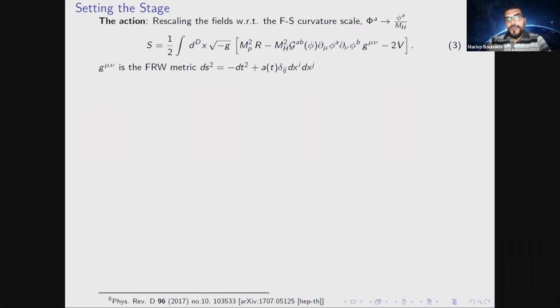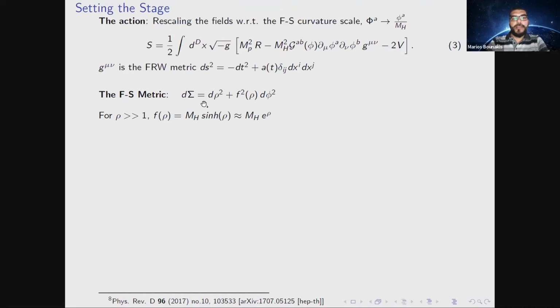Let me then set the stage for you. After rescaling the fields by the hyperbolic space curvature scale MH, the action looks like this, with G mu nu being the FRW metric and G_AB being the field space metric, where in the large field limit, the field space metric function f of rho can be taken to be an exponential. Power law potential hyperinflation is observationally excluded. So we choose an exponential potential that preserves the isometry of the field space metric.